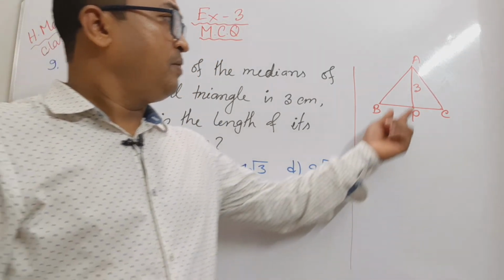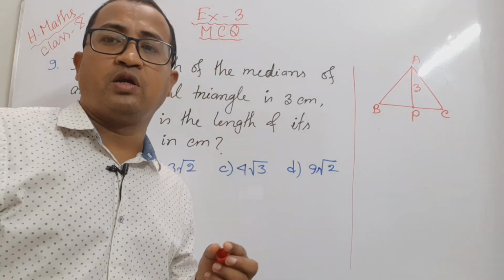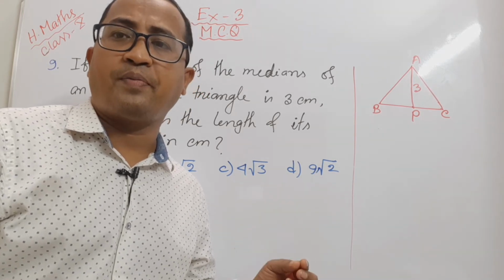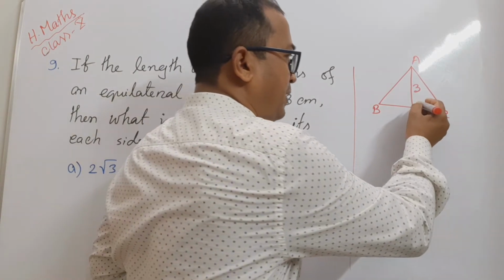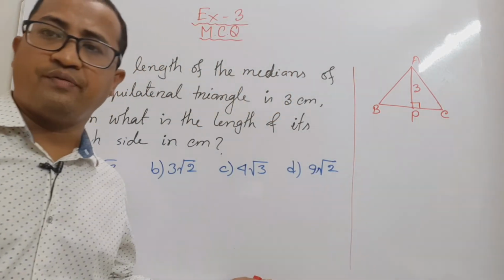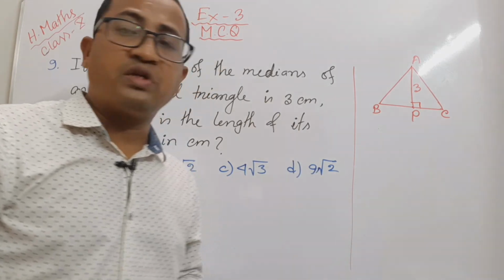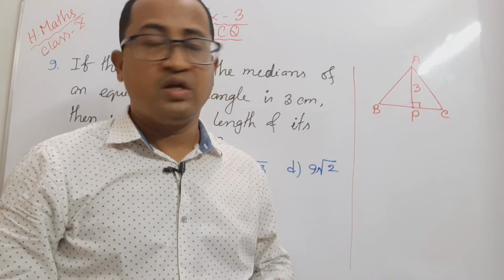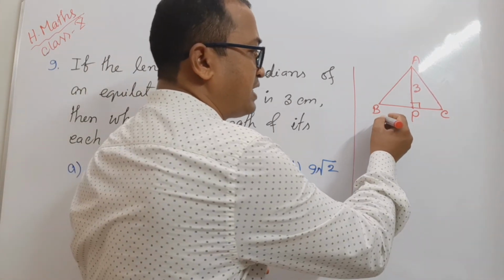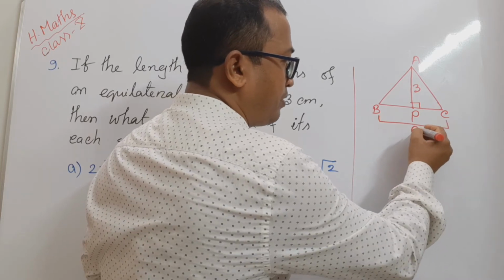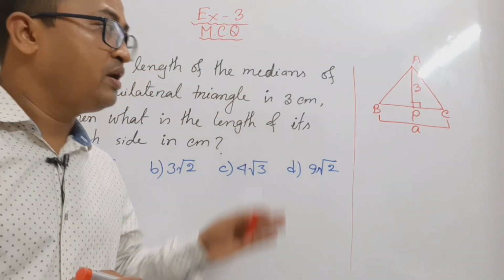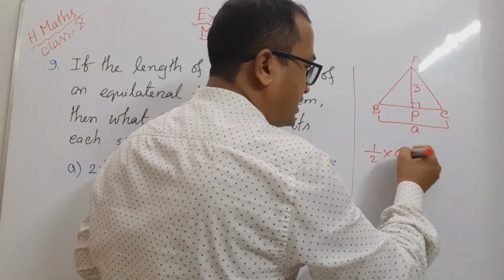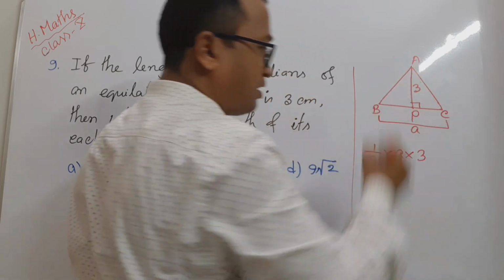Look, here AP must be perpendicular, because we know in the equilateral triangle all the medians are perpendicular. So here AP is perpendicular to BC. So what is the area of this triangle? We know the area of this triangle is half into base into height. Here if we consider base BC is equal to a, each side of the triangle is a. So what will be the area of this triangle? Half into base into height, that is 3 cm.